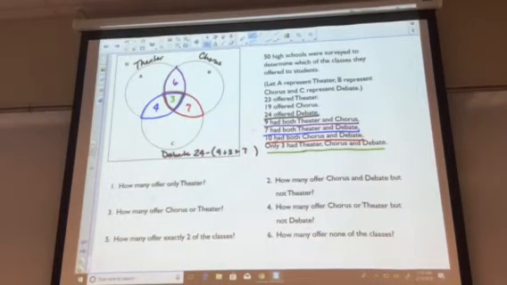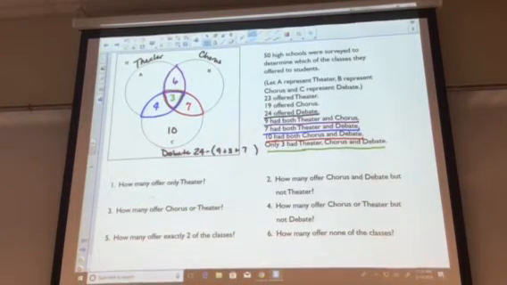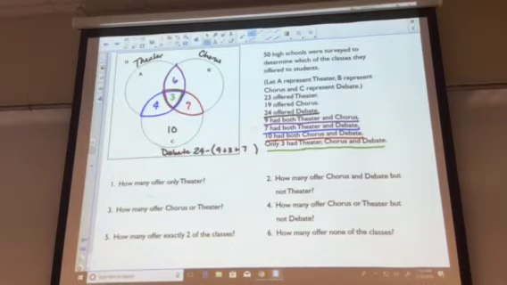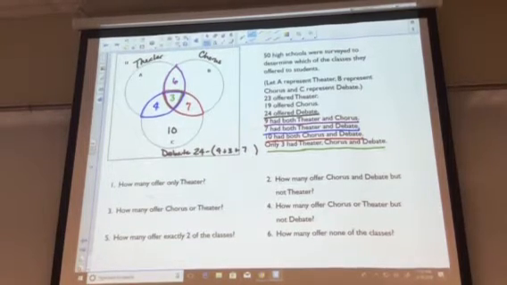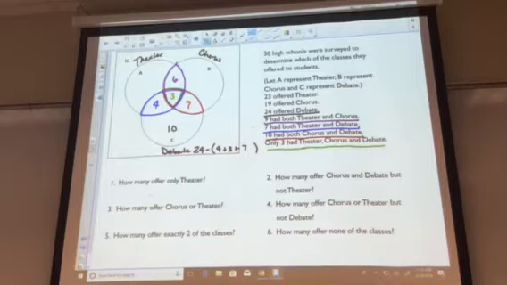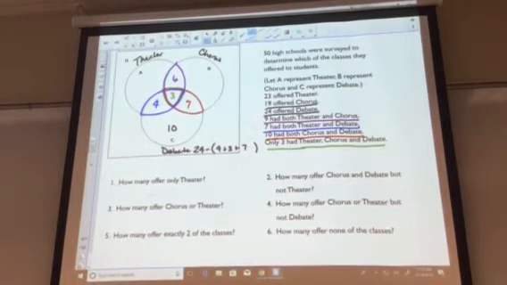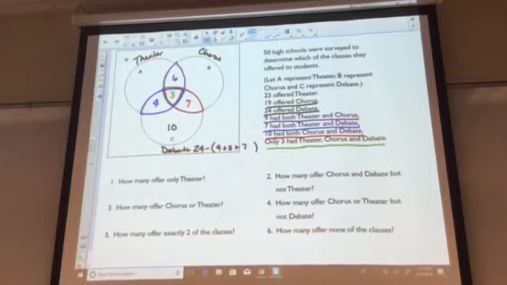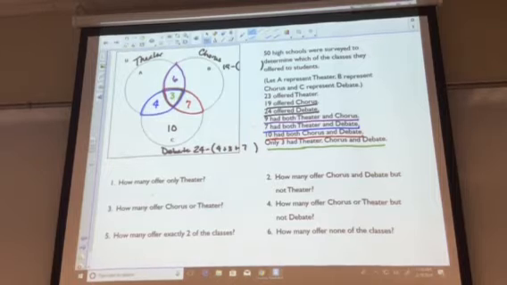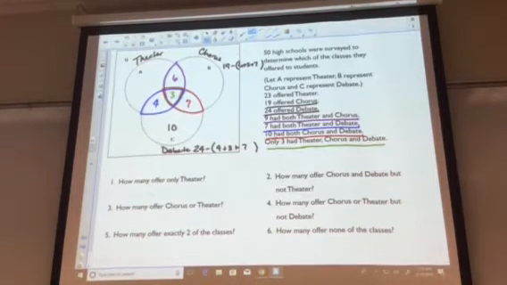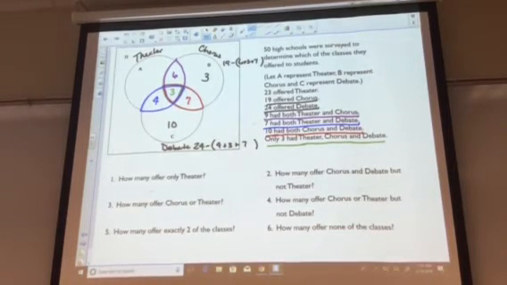And the remainder have to be out here. And those are the ones that are debate only. See, the onlys are individual sections. 19 offered chorus. There are 19 in the chorus circle. And of the 19 in the chorus circle, how many have we accounted for? 6 and 3 and 7, 16. So the leftover should be 3. And those are chorus only.